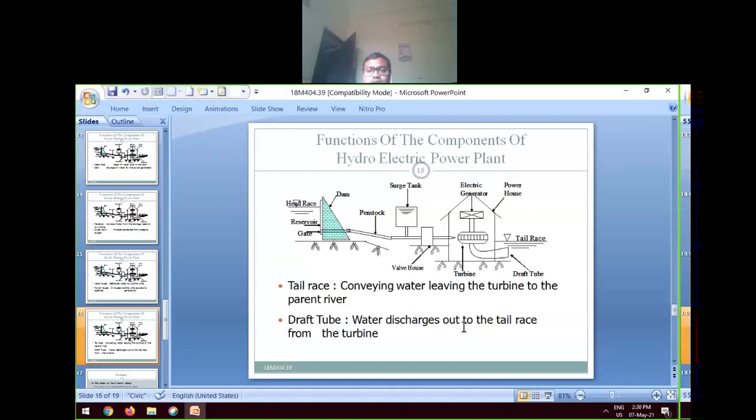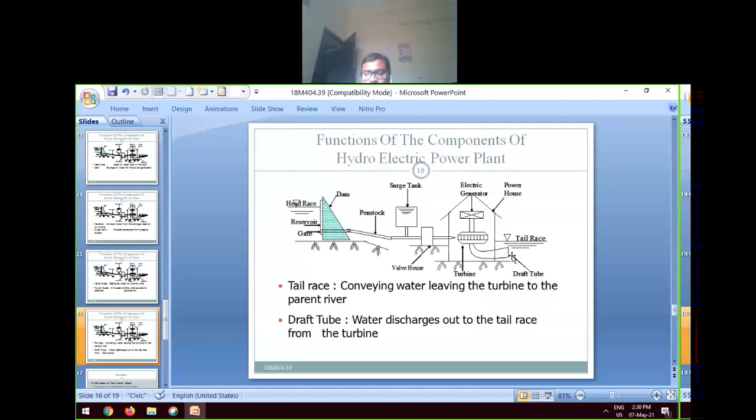So the next part after the powerhouse. The next part we have to discuss in the layout of the hydroelectric power plant is the tail race. The tail race is a portion which conveys the water leaving the turbine into the parent river. Okay, so after the water enters the turbine inlet, it rotates the circular rim, and the remaining water will flow downwards and leaves from the turbine pump house.